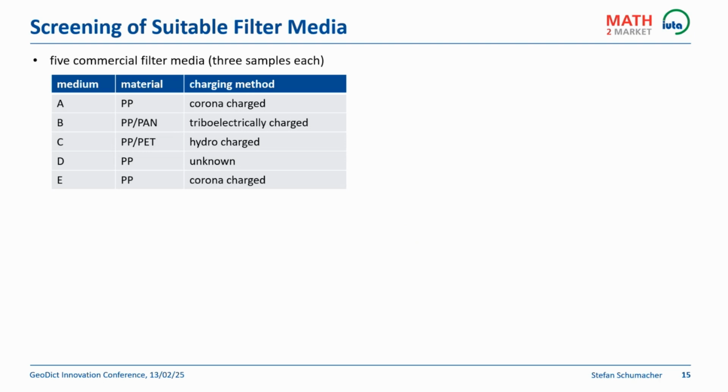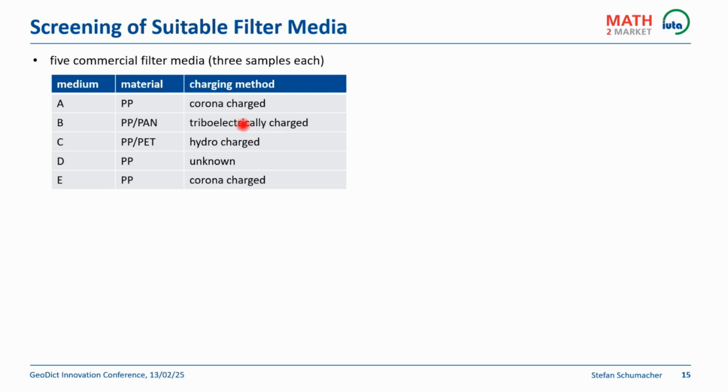So which media did we take? We asked different companies if they can provide something which could be well suited for our study, and we had here 5 different media. You see they are charged with different methods. So corona charge means you have corona needles, you produce ions and they attach to the filter medium. That's a very common way.